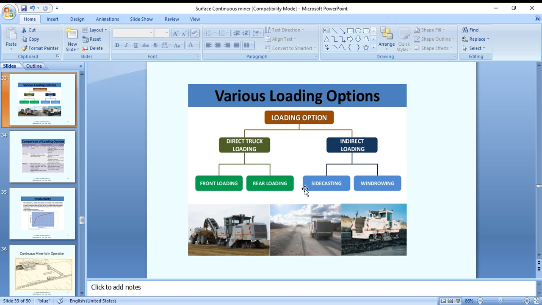Loading options are of two types: direct truck loading system and indirect loading. This is the indirect loading. After completion, there will be another material collection method. Front loading systems and rear loading systems are there. This is a front loading system. Another is a rear loading system also. Side loading systems are also there. Side casting and windrowing, windrowing also there.